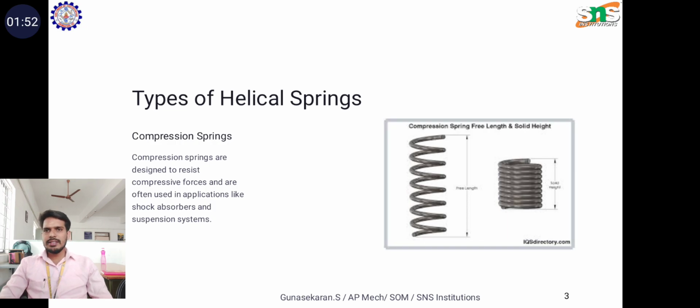Here, the main applications are automotive, industrial machinery and consumer goods. Consumer goods means toys, electronic devices and furniture. Industrial machinery means conveyor systems, compressors and stamping presses. Automotive means suspension systems, engine valves and brake mechanisms.